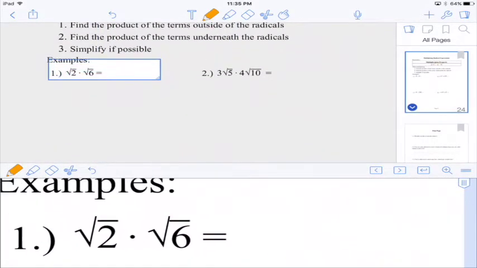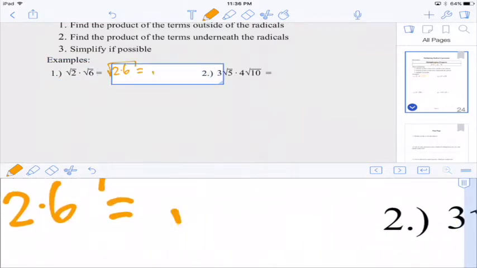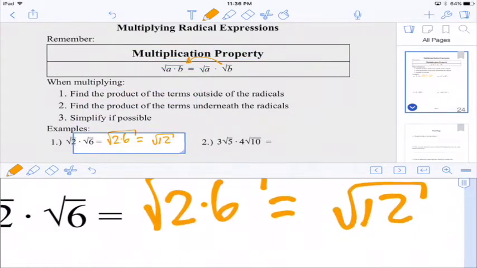So what this means is I'm going to multiply the terms outside, where there is none, so we don't have to worry about it, and then we'll multiply the terms inside. So this is now square root of 2 times 6, meaning this is the square root of 12. I just used that property the other direction.